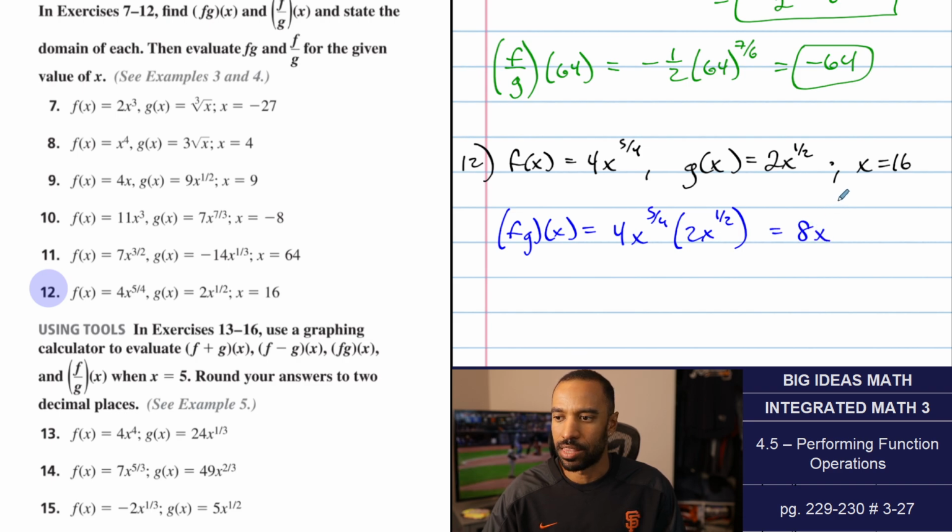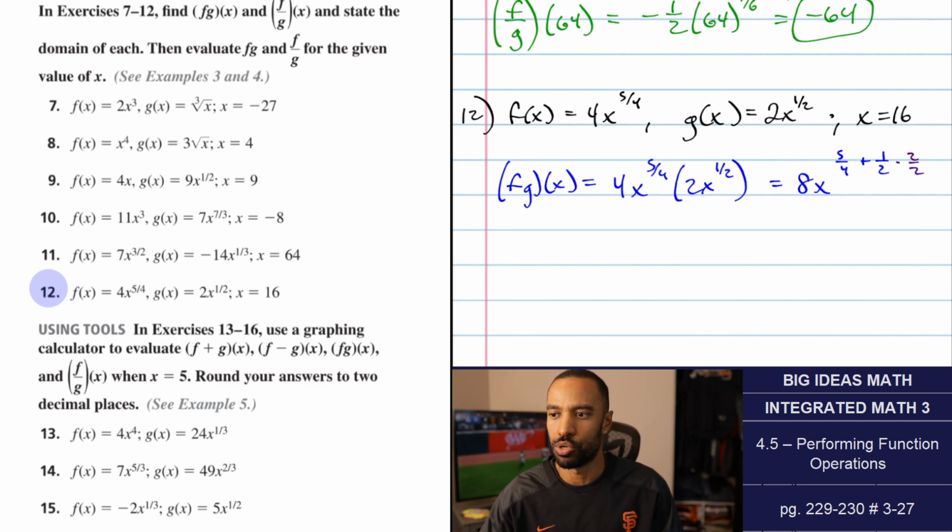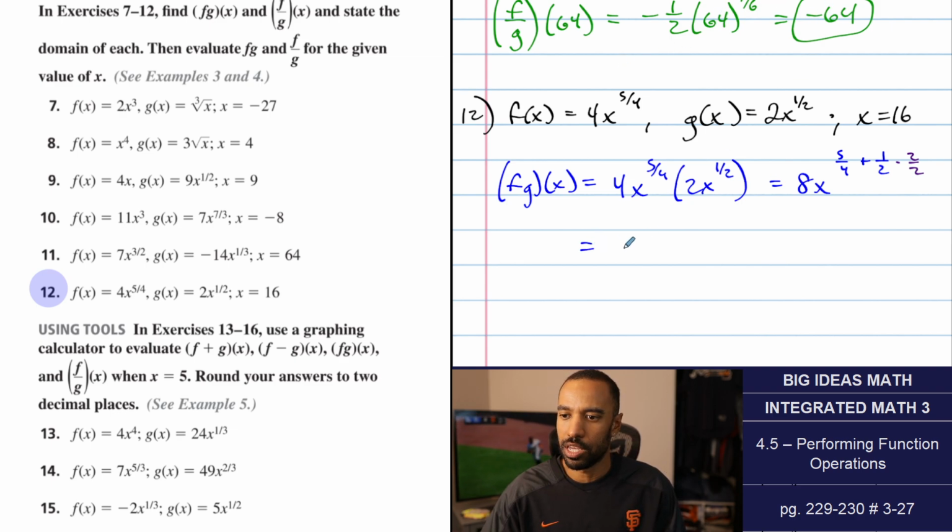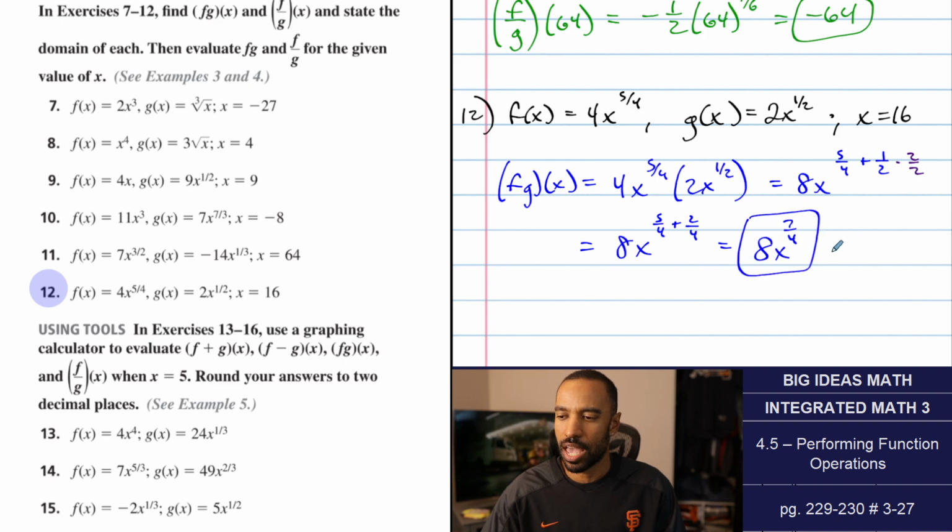And then we've got to add these two, 5/4 plus 1/2. Let's get common denominator. This just needs to multiply by 2 over 2. Okay, so it's 5/4 plus 2/4. So equals 8x to the 5/4 plus 2/4 power, which is 8x to the 7/4 power. There's an answer, or 4 goes into 7 once with a remainder, 4th root of x cubed.